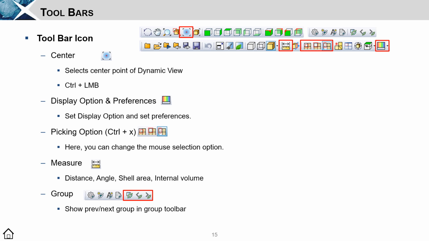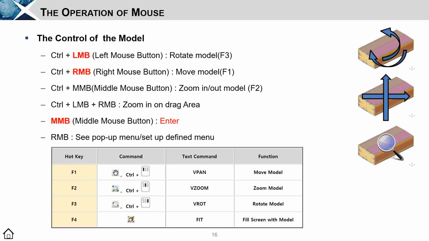This is the display option and the conference shortcut icon. You can set all options for each entity, display, and graphics. Toolbar icon for changing picking options, and measurement toolbar icon for viewing information such as distance, angle, shell area, and internal volume.